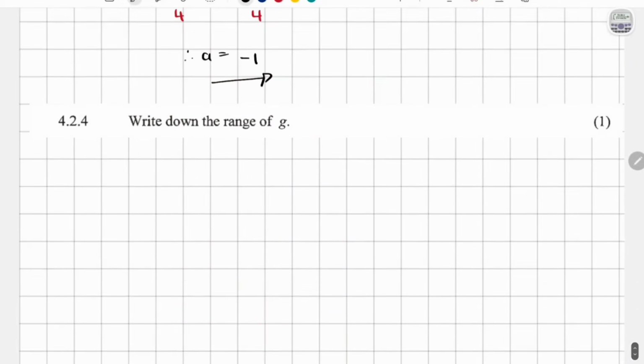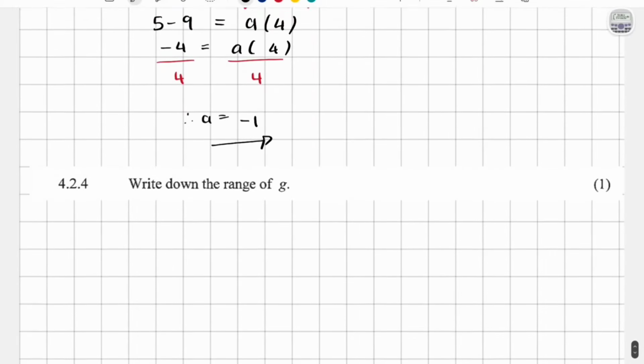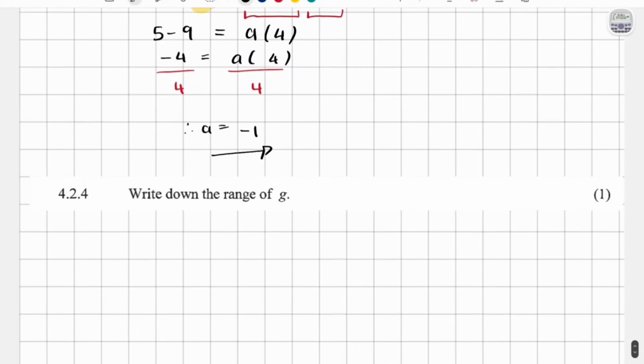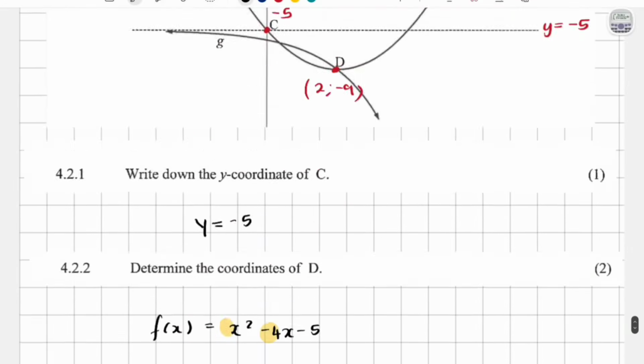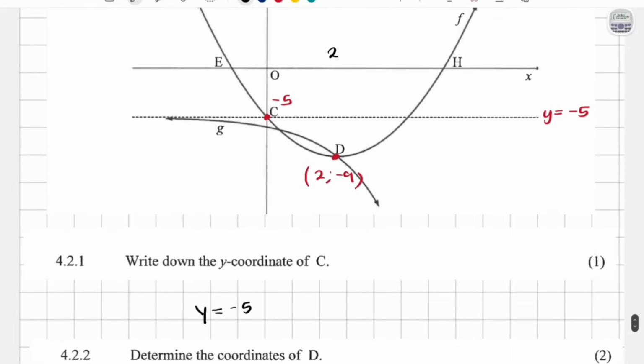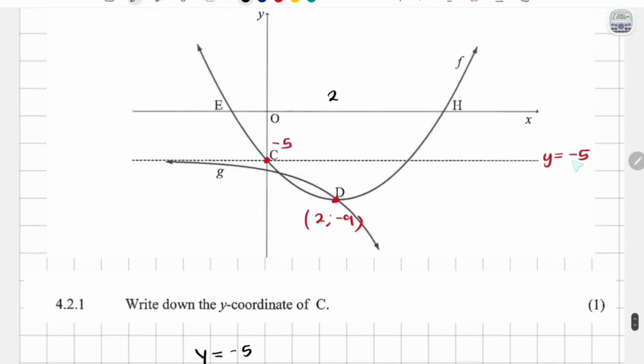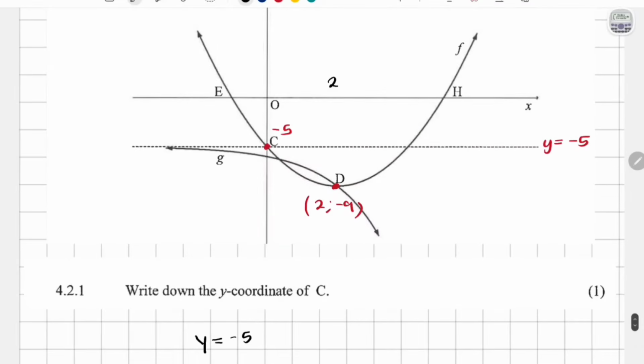Question 4.2.4: write down the range of G. So they're asking a lot of questions that you should know about specific types of graphs. The graph of G is an exponential graph. We know the equation of the graph. We also know the asymptote. The range of it depends on how it looks.